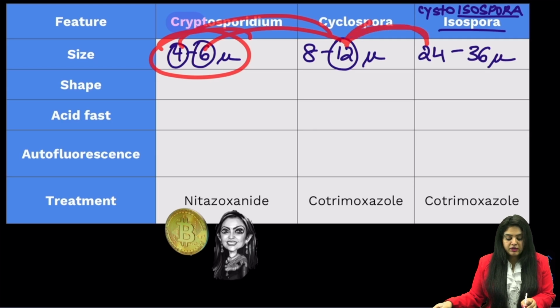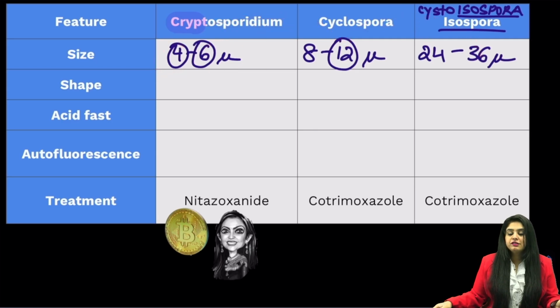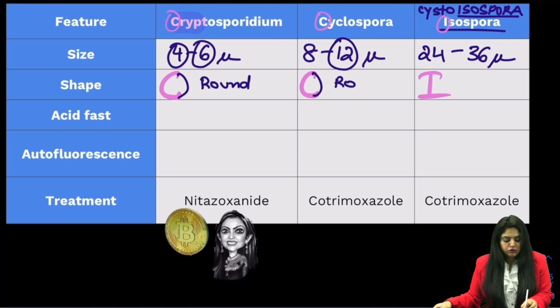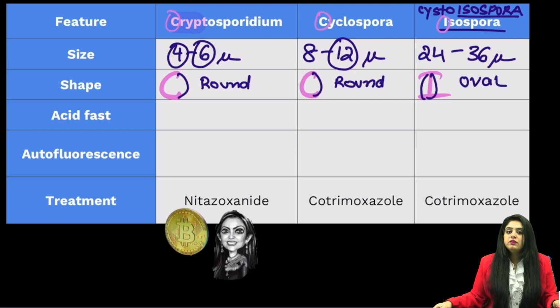And after 12, you double and triple, so there is 24 to 36 microns. What about their shape? How do you write them? Crypto you write with a C, cyclo you write with a C, iso you write with an I. So the ones with C, just complete them. This will be round in shape. This will also be round in shape. But isospora comes as an I, so this is going to be oval in shape.